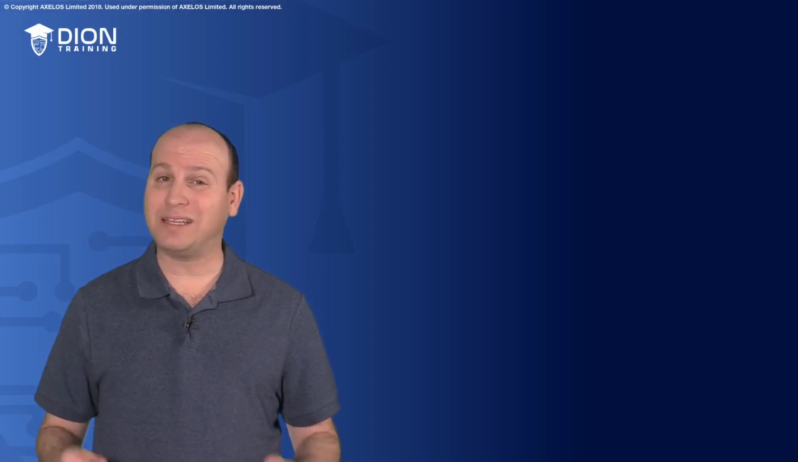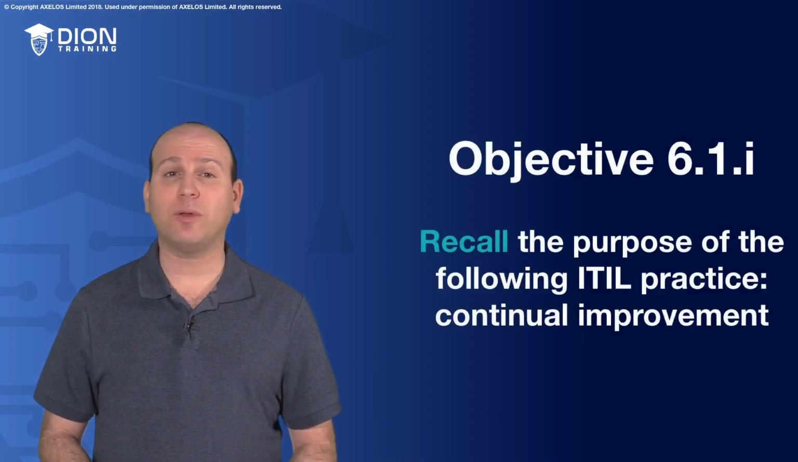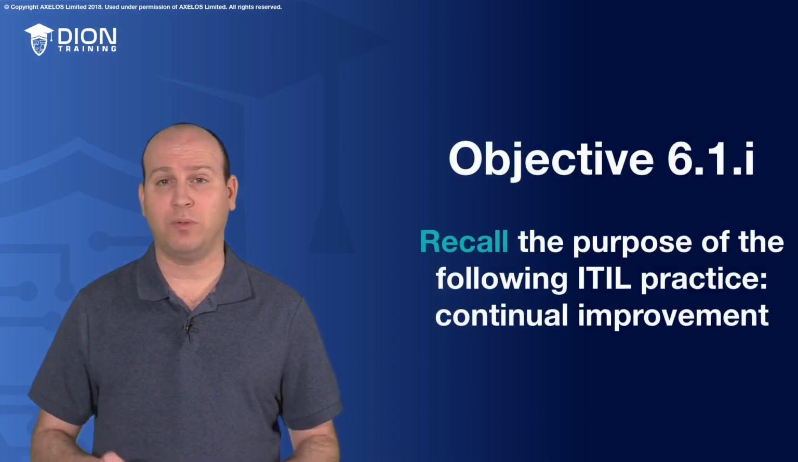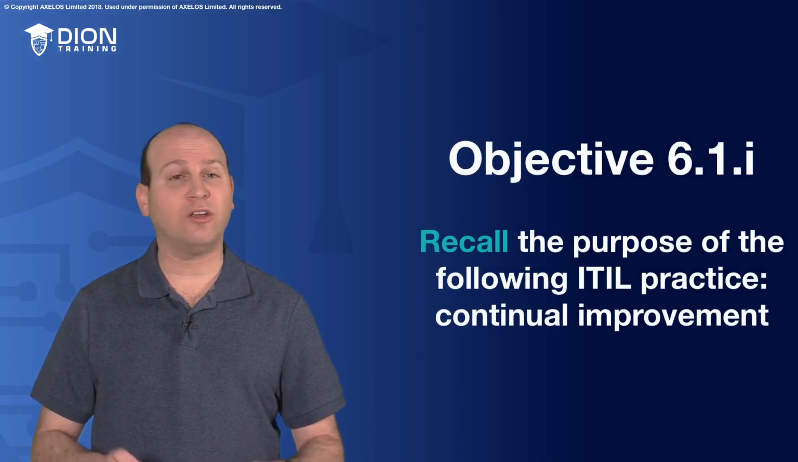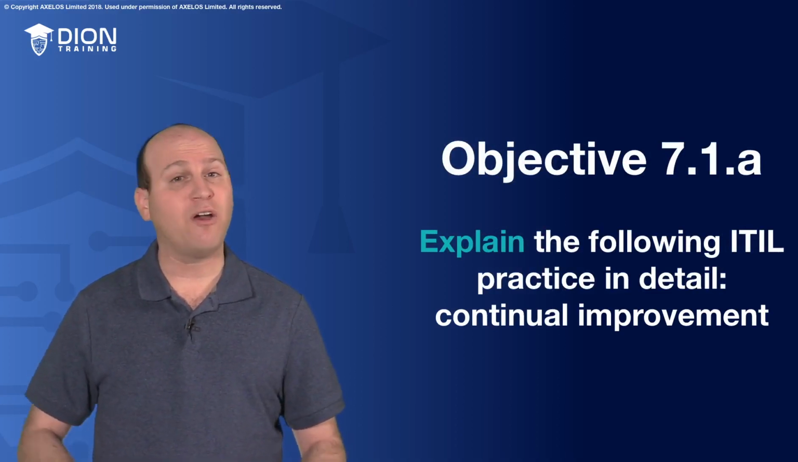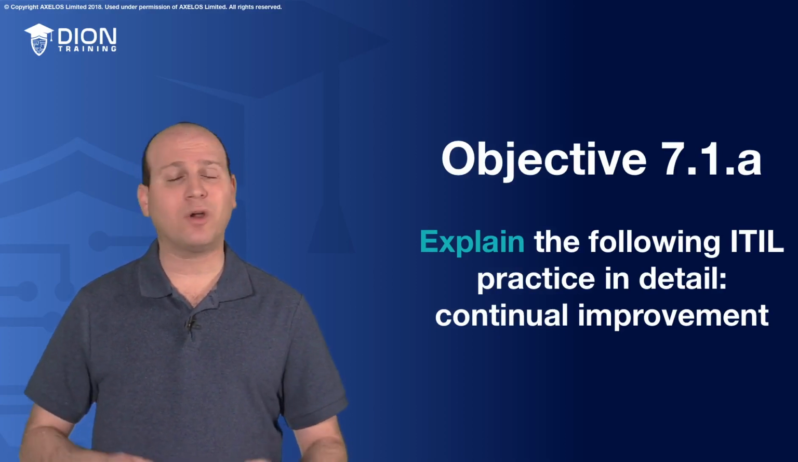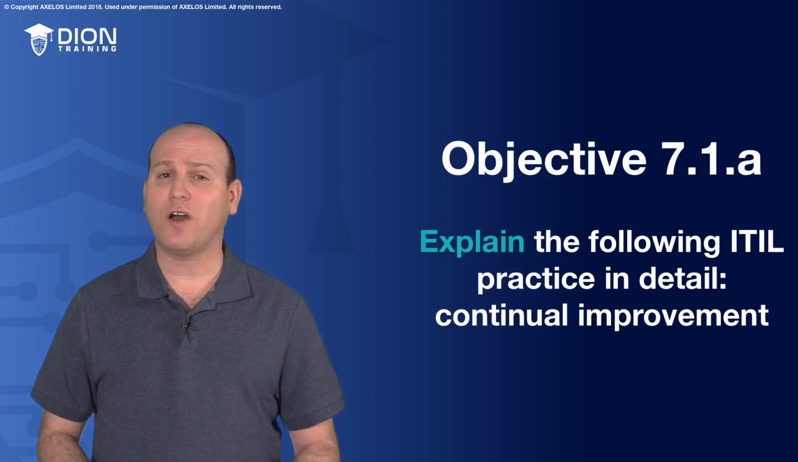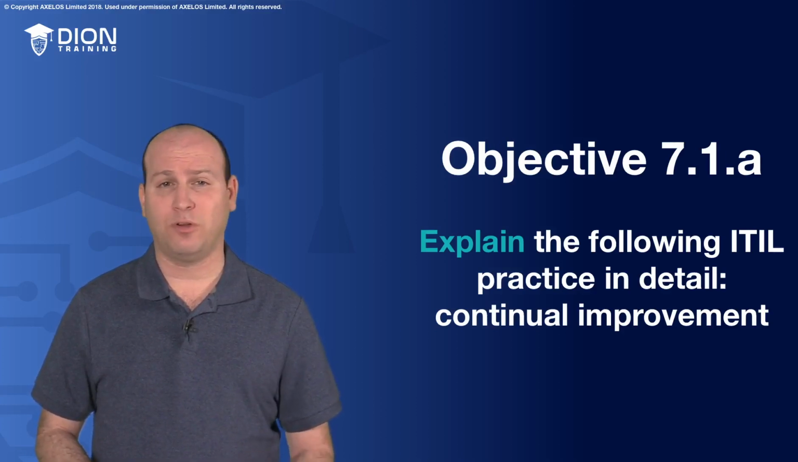And when we look at this from the exam perspective, continual improvement comes up twice. First, you have to be able to recall the purpose of the continual improvement practice. Notice the key word there is recall. That means you have to be able to know it word for word and be able to identify that definition on the exam. Second, you also need to be able to explain or discuss how continual improvement and the continual improvement model fits within the service value chain and the service value system. So we're going to spend this section of the course talking specifically about continual improvement.